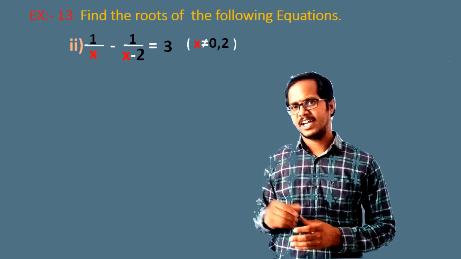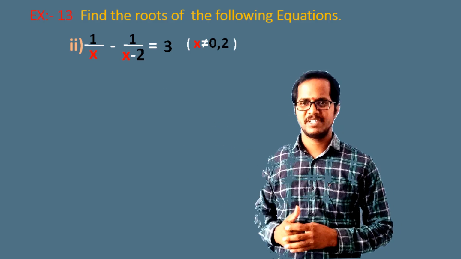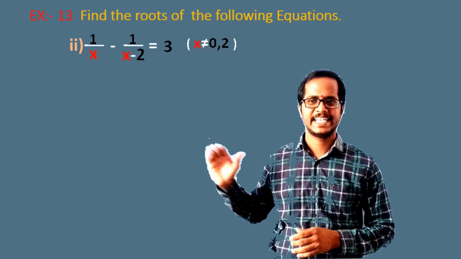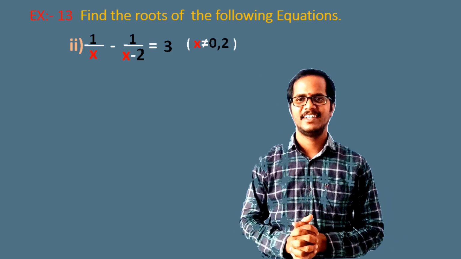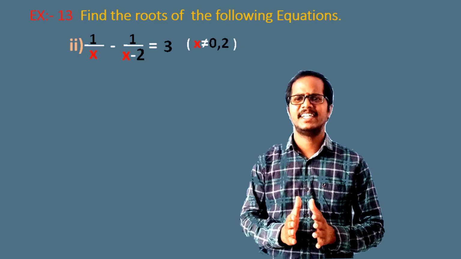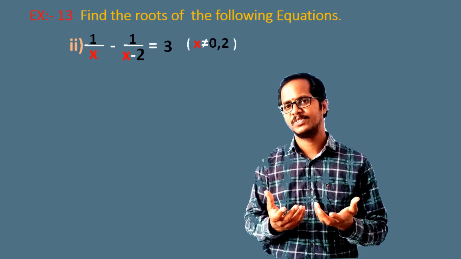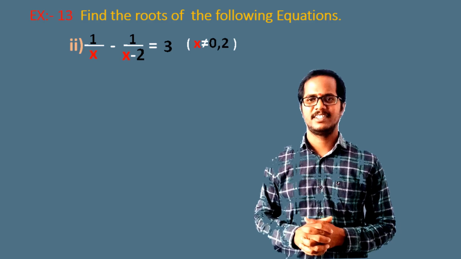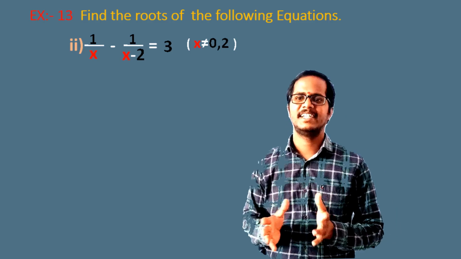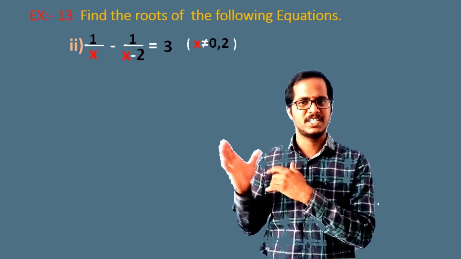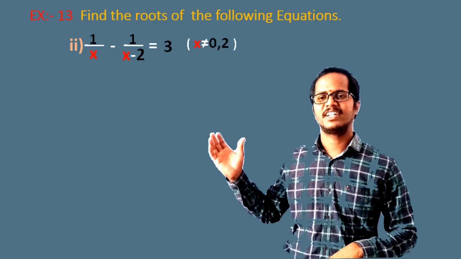On the left hand side we have two different denominators. In the first we have x as the denominator, and in the second we have x minus 2 as the denominator. So to simplify this, let us try to eliminate these two denominators. To eliminate the denominators, we have to multiply the entire equation with the same terms which are in the denominators. So what are the denominators?